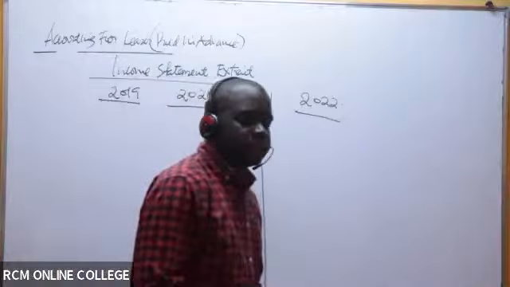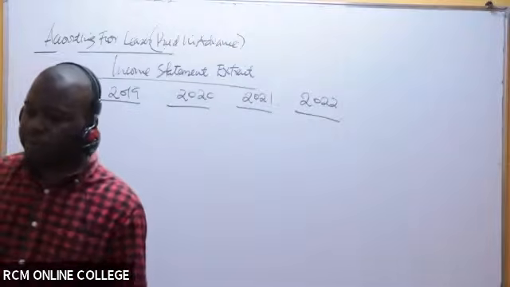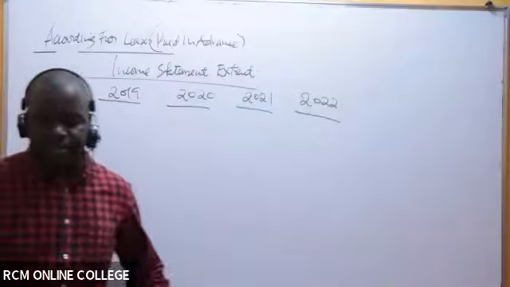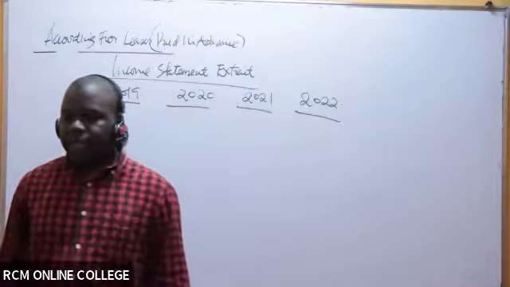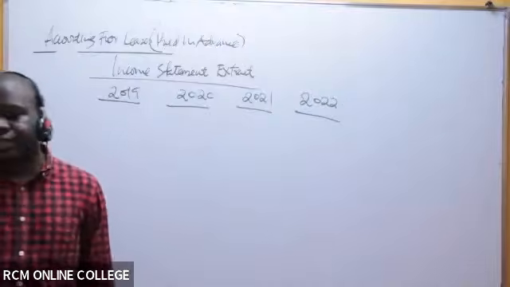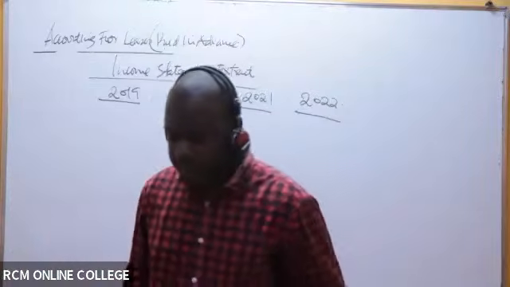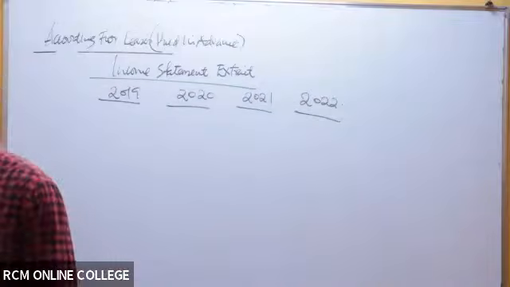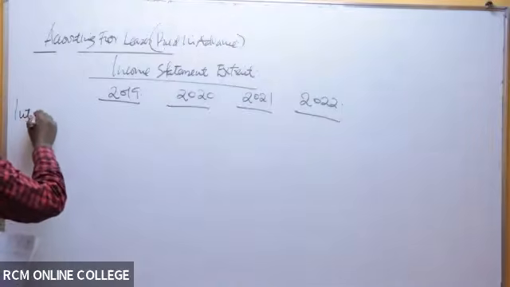Maybe I could just ask, which items are we going to consider in the income statement extract? Depreciation. What else? Depreciation is exactly correct. What else? Interest. So I think at least my students are getting where we are heading to.